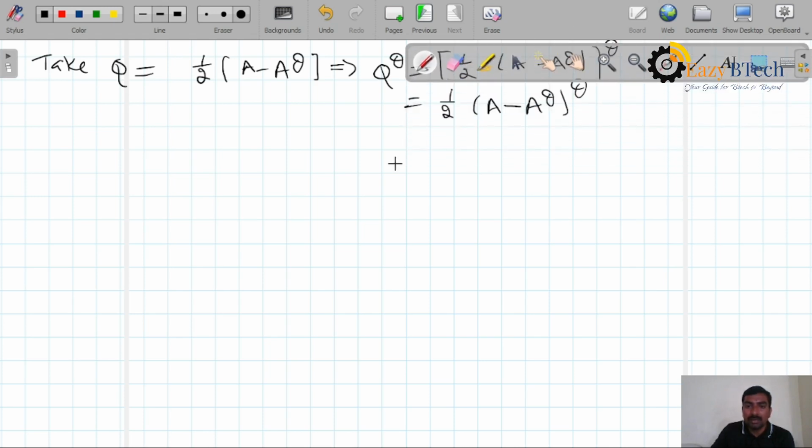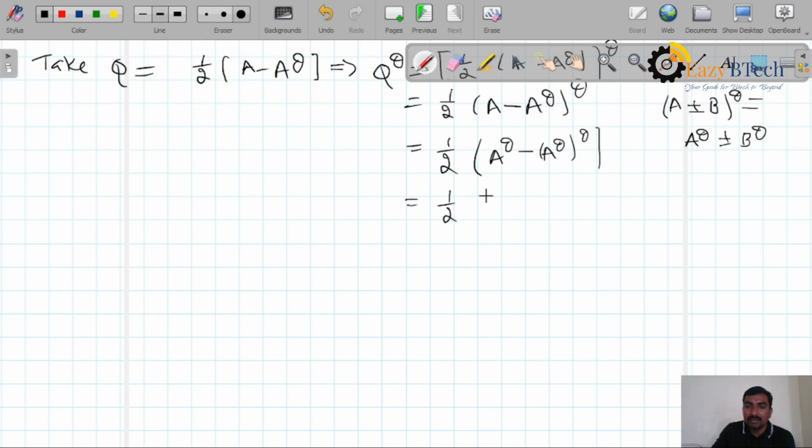So if you observe here what happened, that equals 1 by 2 into, here according to the property (A plus or minus B) whole power theta can be written as A power theta plus or minus B power theta. So according to that property, this can be written as A power theta minus (A power theta) whole power theta. So here already you know that (A power theta) whole power theta is always equal to A. Therefore here you can write A.